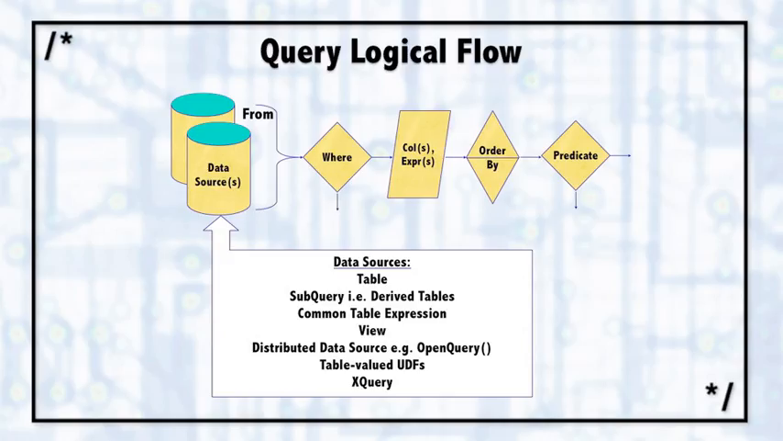You select data from a data source. You then filter out or restrict the columns with the where clause. Certain columns are selected, and expressions help also to create the final columns. They can then be sorted in a particular order, and the predicates can finally restrict the rows.